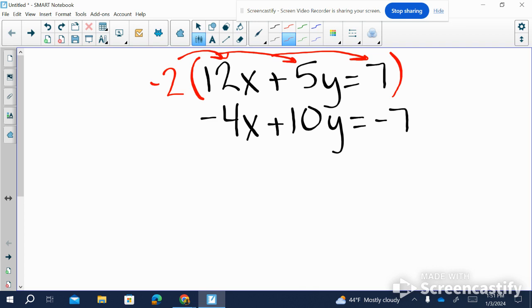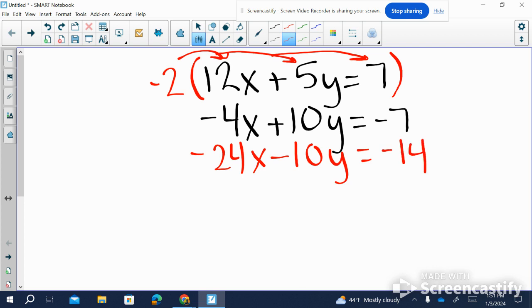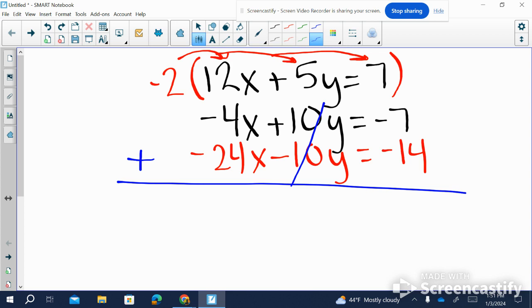So negative 2 times 12 is negative 24x. Negative 2 times 5 is negative 10y. And negative 2 times 7 is negative 14. So I've just manipulated that first equation so that I can add up these two equations, and that will eliminate my y's because 10 plus negative 10 is 0. Okay, so my y's are eliminated.